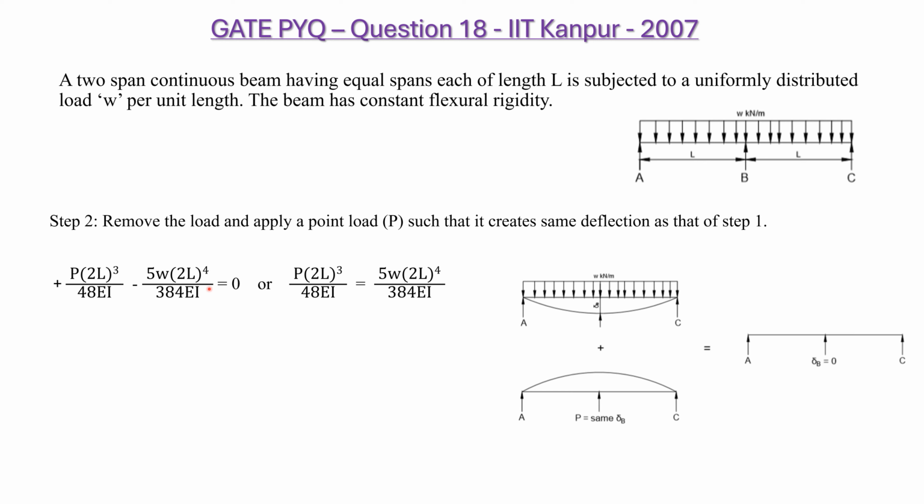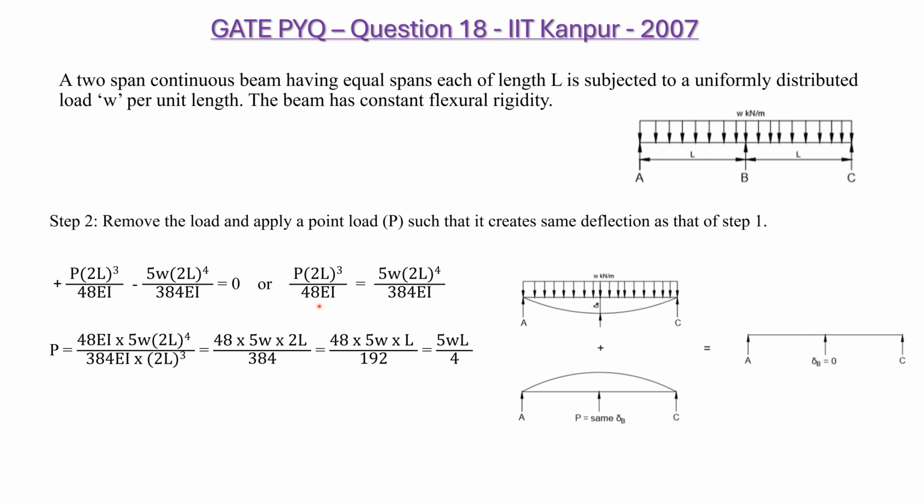When I solve this, I take this term to the right hand side of the equal sign, then it becomes 2 P(2L)^3/48EI equal to 5W(2L)^4/384EI. When I solve this further, I want to solve it for P because I want to know for what loading of P that will produce the same deflection. Therefore, I am finding P here. That will be nothing but our reaction at B. When I solve this, it will be something like this.